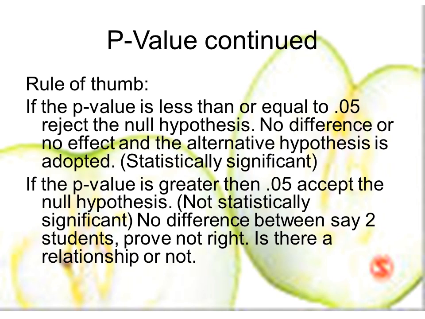So p-value, again, just a rule of thumb. If the p-value is less than or equal to 0.05, you're going to reject the null hypothesis. There's no difference. And if the p-value is greater than 0.05, you accept it, meaning there's no statistical significance.